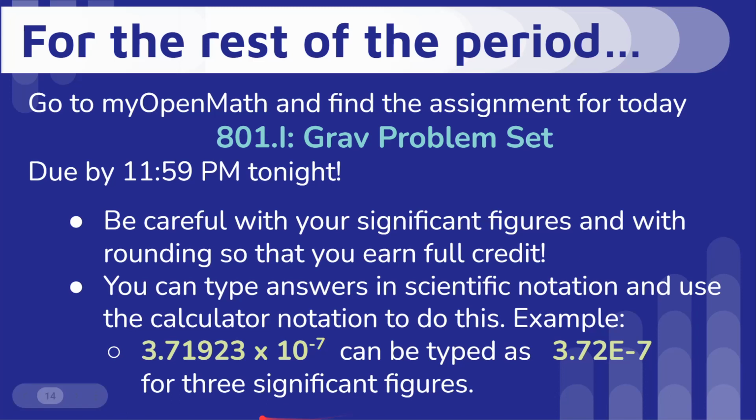Okay, so like this, for example, if this is what your calculator gives you, 3.71923 times 10 to the negative 7th, like let's say that's your answer, you can type it like this, 3.72 capital E. It does have to be capital, but this is the calculator's notation for scientific notation, negative 7. And this means 3.72 times 10 to the negative 7th power. Okay, so that's how you're going to enter it in. It does have to be rounded right. If you were to type 3.71 e negative 7, it will count it wrong. So you have to round correctly. Be careful that you don't lose points for stuff like that.